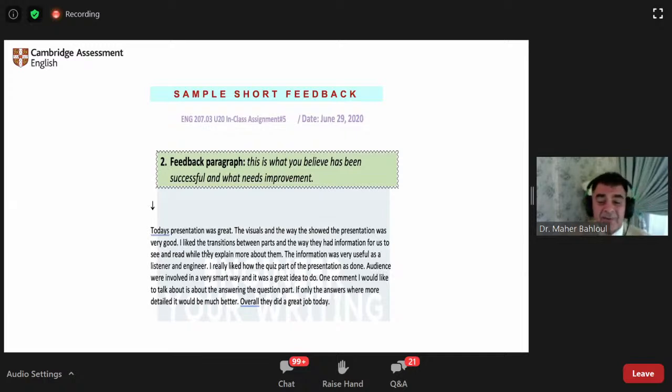I really liked how the quiz part of the presentation was done. Audience were involved in a very smart way, and it was a great idea to do, because I asked them to vary, and there are so many online ideas and formats and resources when it comes to doing some sort of an interactive quiz. So usually they try to impress each other with something new.